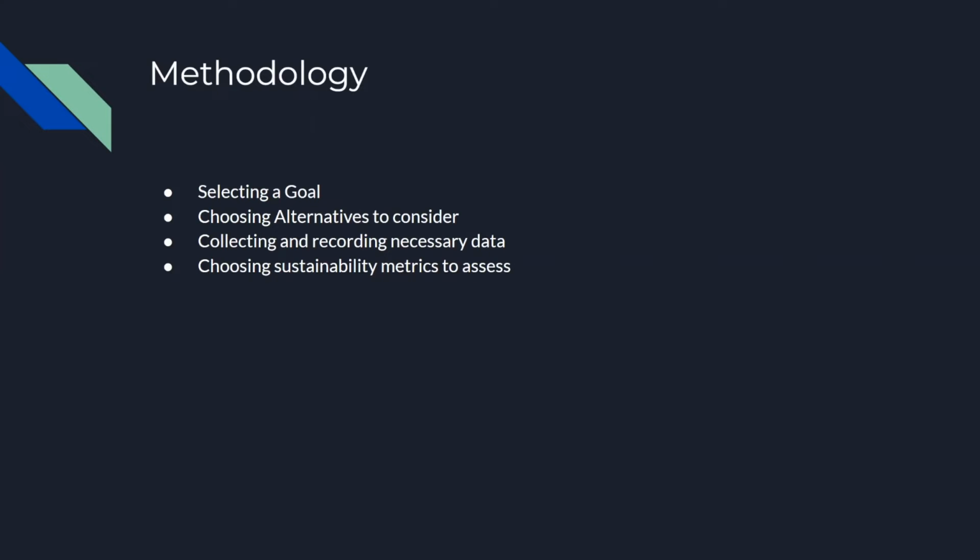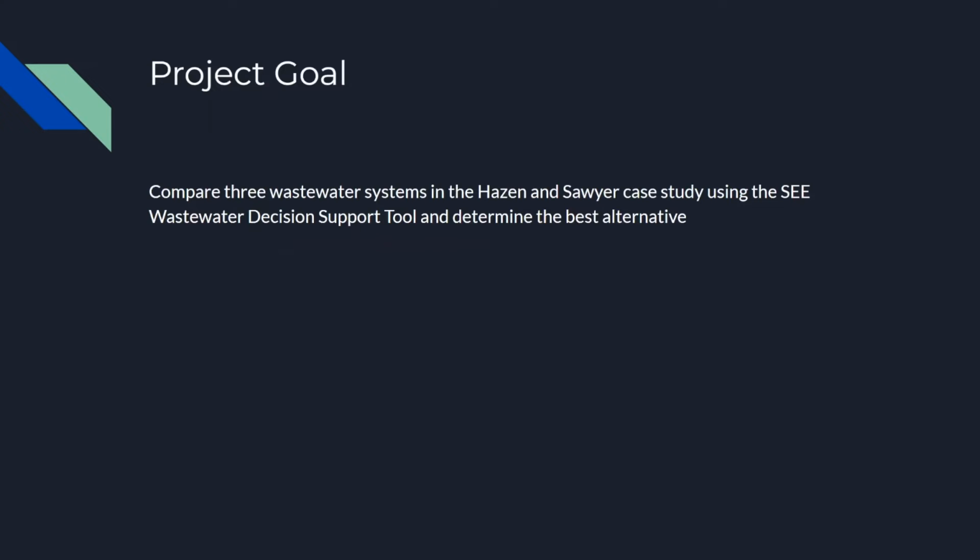All right, so for this project, we needed to select a goal, choose which alternatives we needed to consider, collect and record any of the necessary data, and then choose the sustainability metrics to assess. For the project goal, we were going to compare 3 wastewater systems in the Hazen and Sawyer case study, and then use the SEE wastewater decision support tool and determine the best alternative by normalizing the results of each.